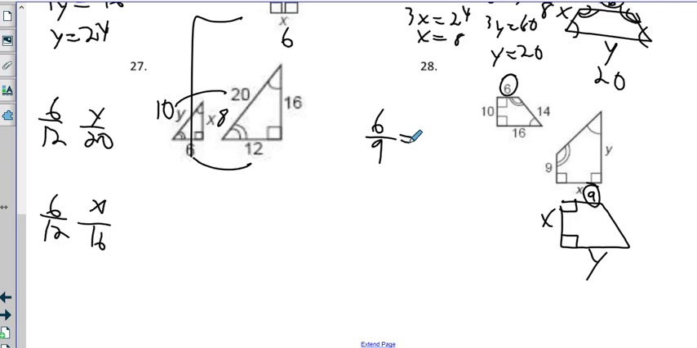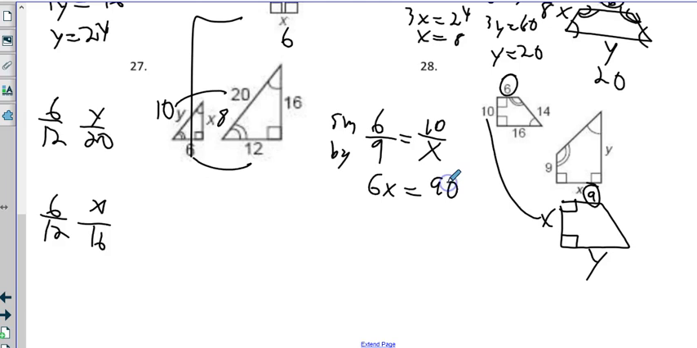Let's solve for x first. X matches up with the 10. Now 6 is on the small one, 10 is on the small one, x goes here. And remember, if it helps to put small and big here, do so. So I'm going to get 6x equals 90, and I'm going to divide by 6 and get x is 15.